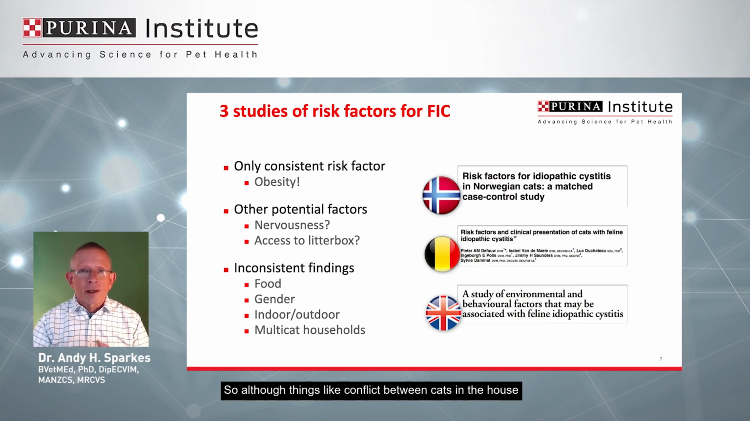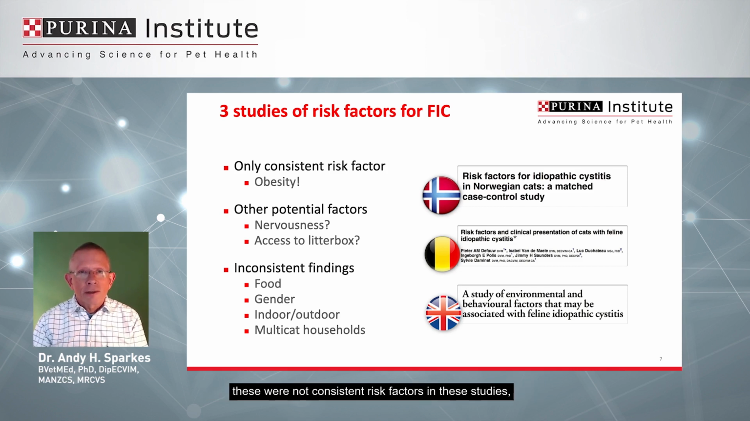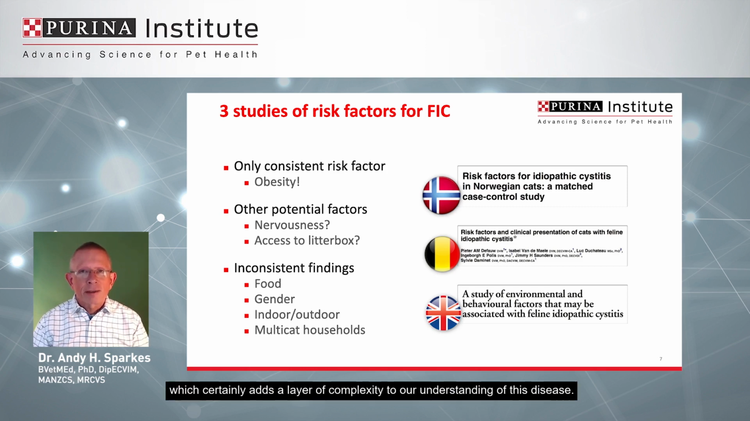So although things like conflict between cats in the house, or cats being confined to the house the whole time, or perhaps having access to a litter tray, things that you might associate with stress in the environment, these were not consistent risk factors in these studies, which certainly adds a layer of complexity, I guess, to our understanding of this disease.